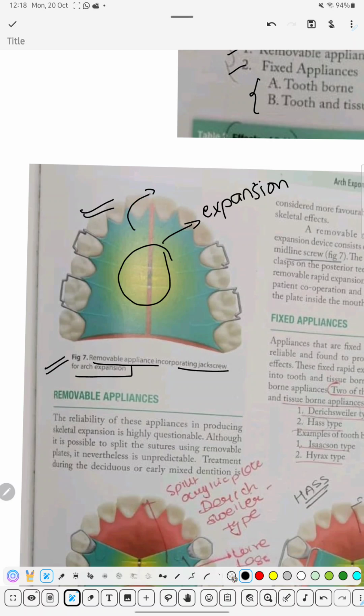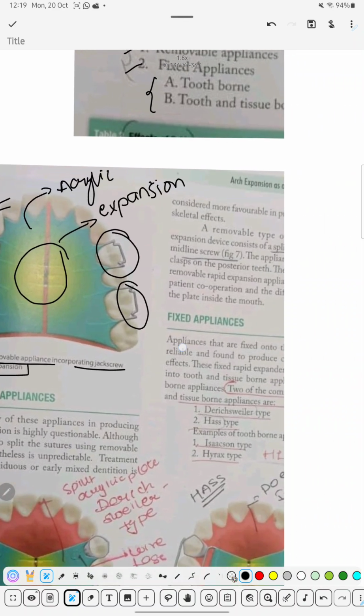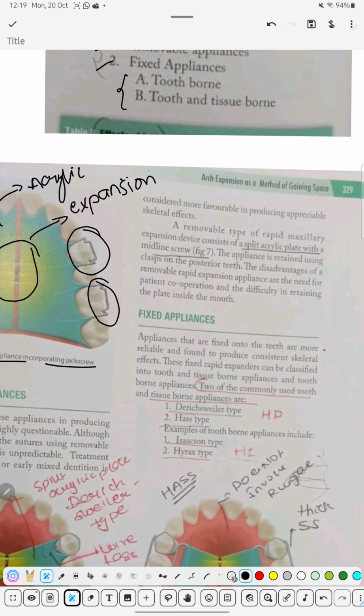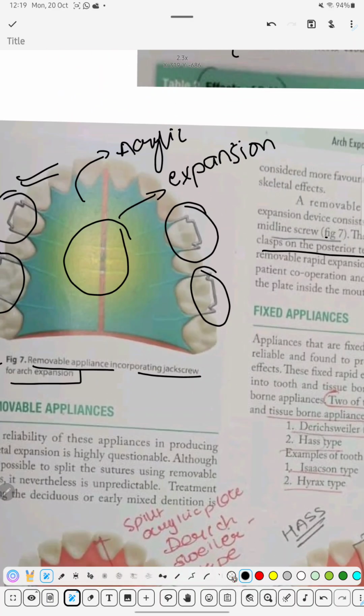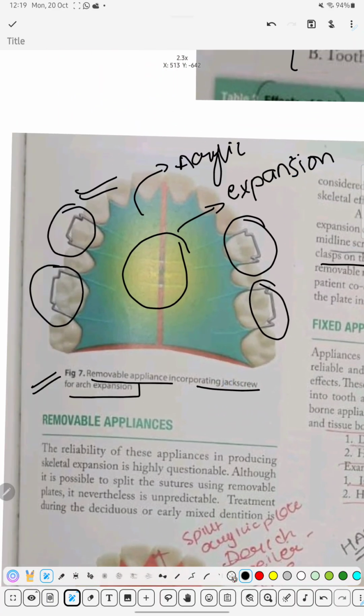You can see that there is an acrylic plate appliance that is supported over the palate, and there are clasps given around. See here, you can see there is a split acrylic plate with a midline screw. The appliance is retained using clasps on the posterior teeth. So these clasps that are given are used to retain the removable appliance over the palate.